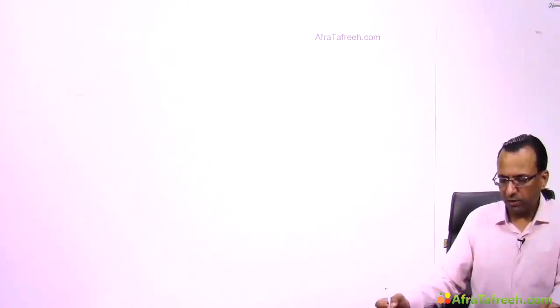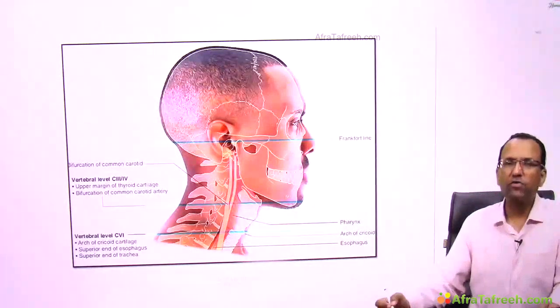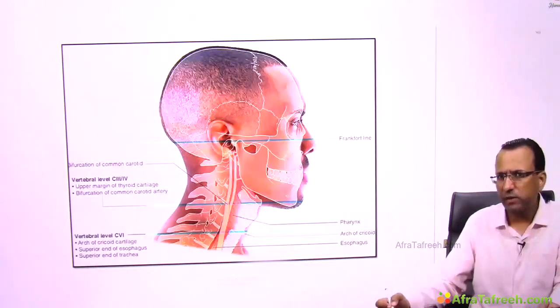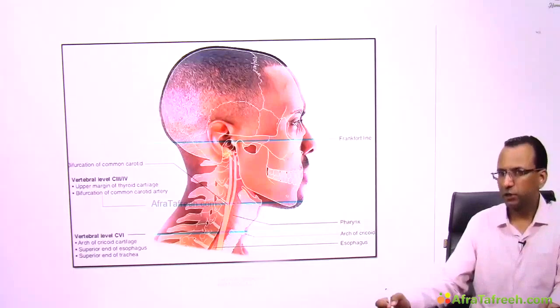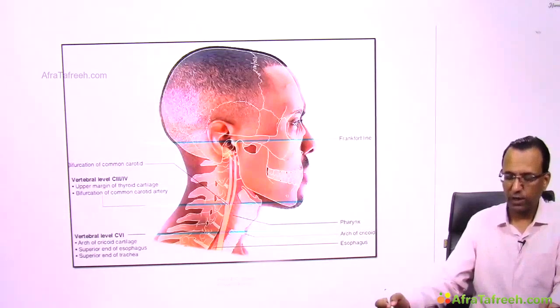When you're talking about the vertebral landmarks, you will find this diagram. It is a side view of an adult male. Are you trying to talk about the larynx level? Yes. Okay, vertebra level, C3 to C6 vertebra.